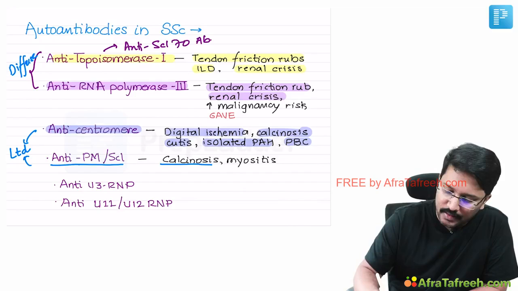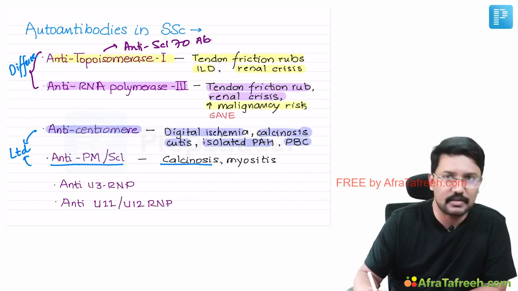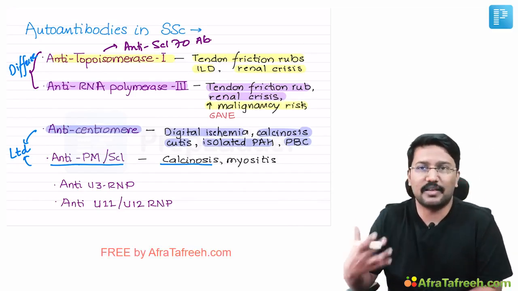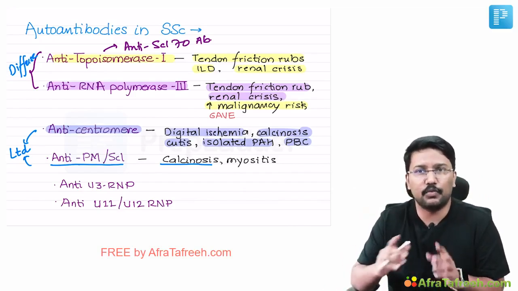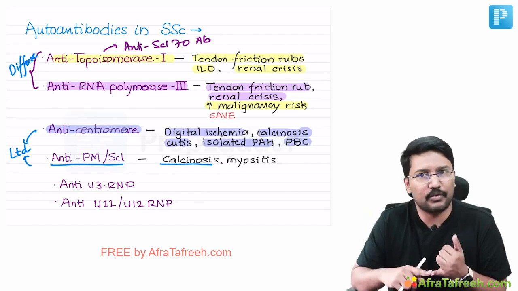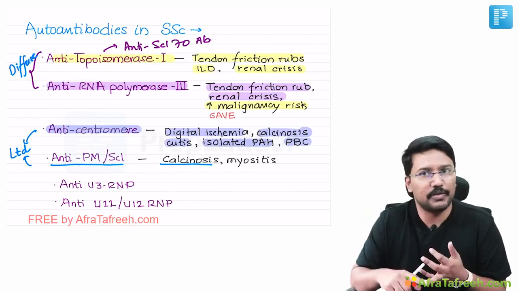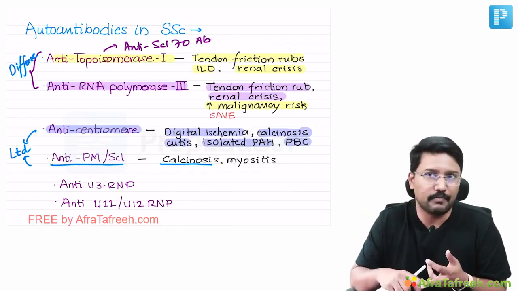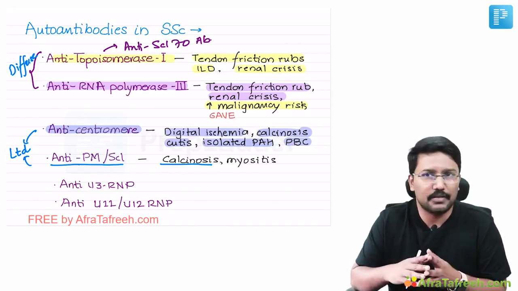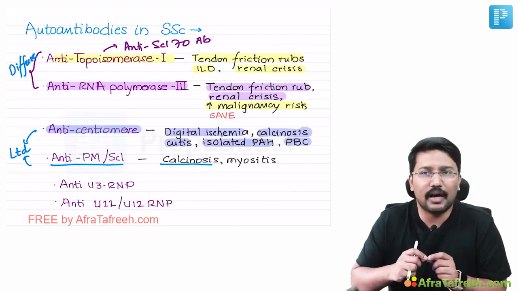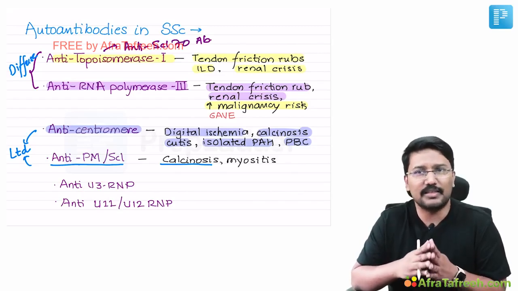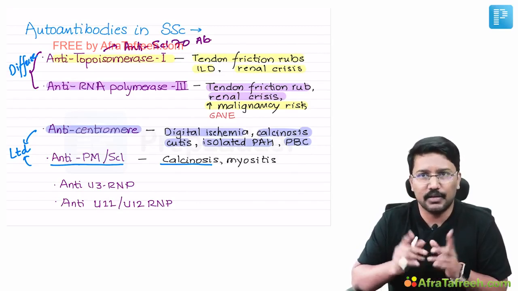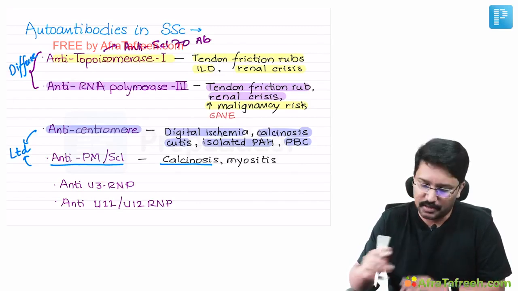Let me make the first one. Increased malignancy risk. Now remember, scleroderma is considered a pre-malignant condition and various malignancy risks are increased. So it is not restricted to one malignancy. The risk of carcinoma of the lung, carcinoma of the stomach, B-cell lymphomas, and various other tumors is increased. And the presence of antibodies against RNA polymerase 3 is considered a risk factor. This is one MCQ which has already appeared in the past.